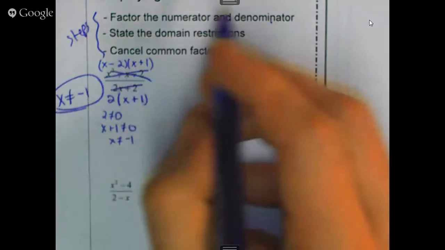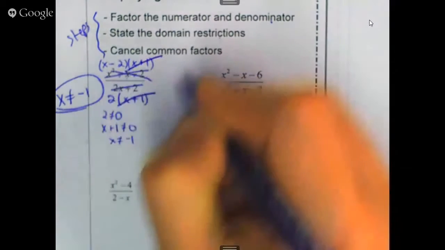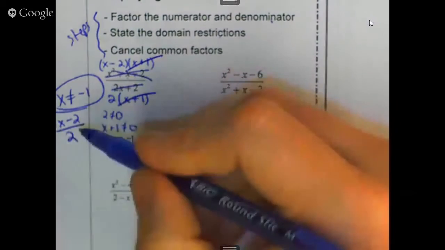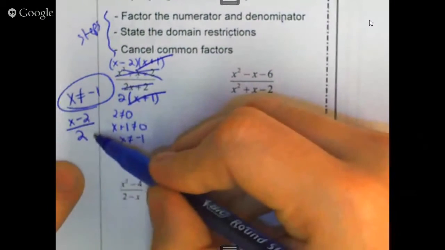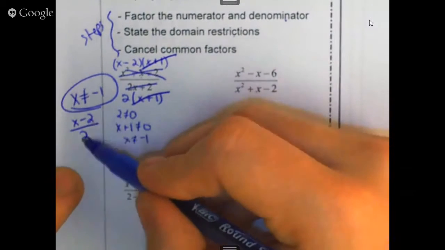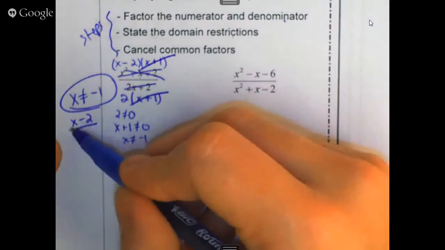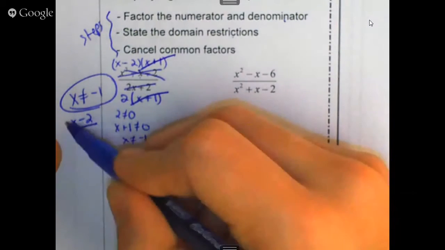Then cancel out common factors. So plus 1, plus 1. In the end, I have x minus 2 over 2. Now I cannot cancel these 2's right here. Sorry, we're off the screen. We cannot cancel these 2's because of this subtraction here. I would have to have every term divisible by 2 in order to cancel.